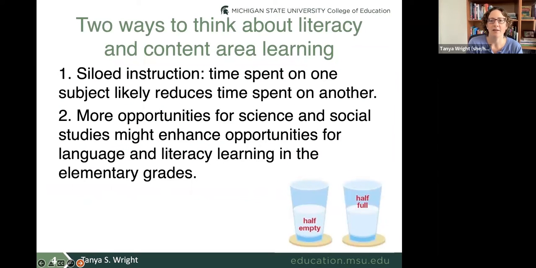So there's really two ways to think about literacy and content area learning in general, right? The one is the siloed instruction. This is where time spent on one subject reduces time spent on another. You've heard this argument a lot of times. You've probably heard it in the media, in our policies, and administrators say it in your various institutions: we don't have time for science because we need more time for ELA. Our kids aren't learning to read at the pace that we're hoping for, or in the ways that we're hoping for. They're not doing well enough on their M-STEP. And so we have to cut the science to make more time for ELA.